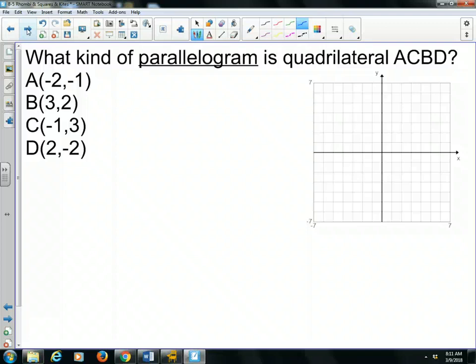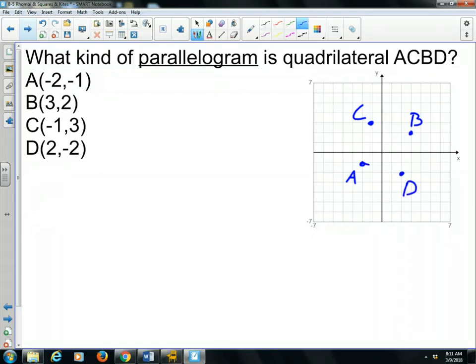A is left 2, down 1. B is right 3, up 2. C is left 1, up 3. And D is right 2, down 2.